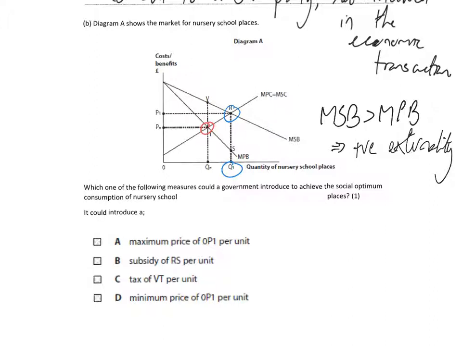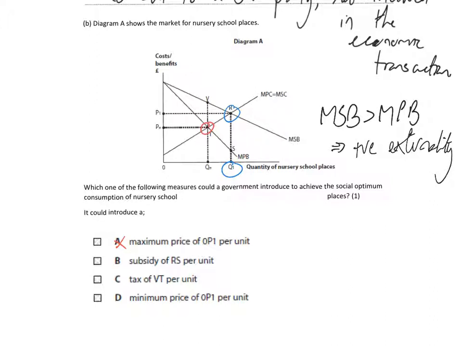If we look at the options below, a maximum price of OP1 per unit: well, the free market price is already below that, so setting the maximum price above that isn't going to have any effect on the market as it stands. The free market will continue to operate at P1, and the price ceiling, which is set above that, won't have any immediate effect. So we can eliminate answer A.